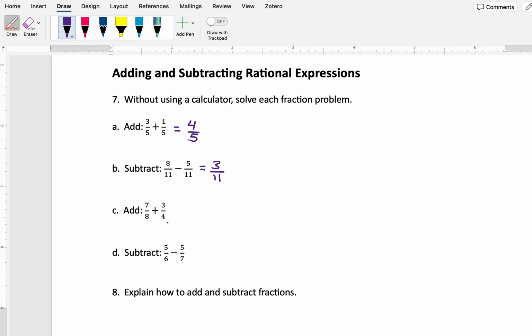If we do not have the same denominators when we start, then we need to get the same denominators, and we can do that by finding equivalent fractions. So if I'm trying to add 7/8 plus 3/4, I need to change my fourths to eighths, and I can do that by multiplying numerator and denominator by 2. So 7/8 plus 6/8 is a total of 13/8.